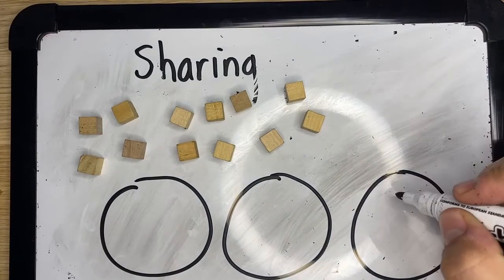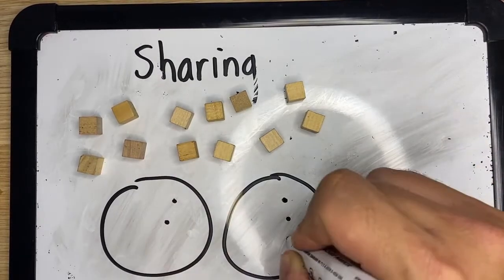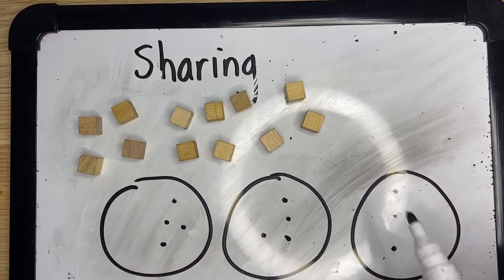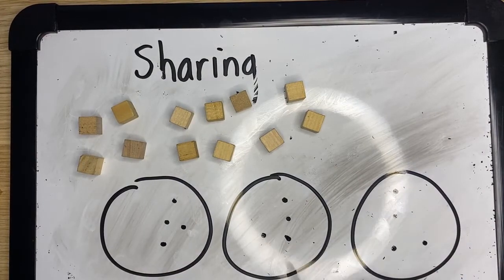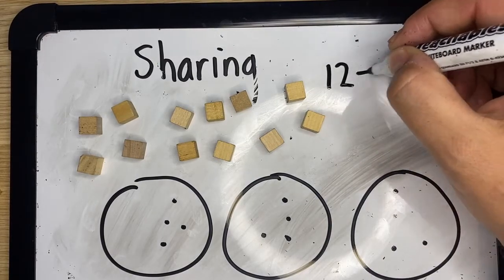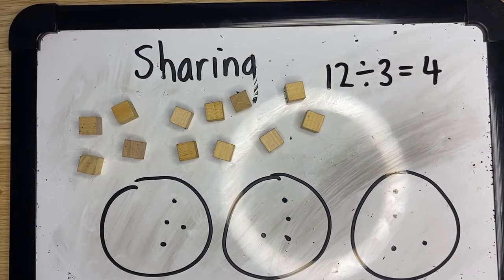Okay, let's work it out. 1, 2, 3, 4, 5, 6, 7, 8, 9, 10, 11, and 12. So I shared 12 out into 3 groups, and there is 1, 2, 3, 4 in each group. 12 into 3 groups is 4.